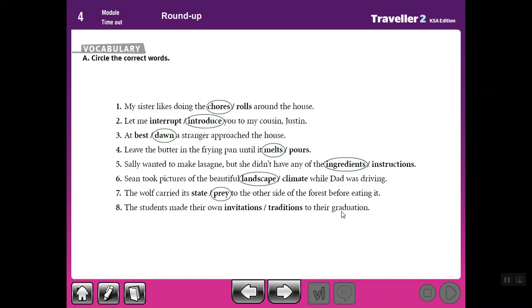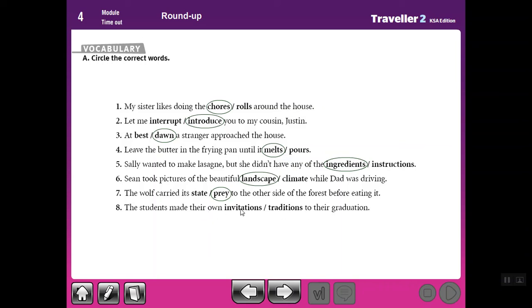Number 8. The students made their own invitations or traditions for their graduation. Graduation here means when you finish your school, when you finish your studying, you are graduated. أصبحت خريج، تخرجت. Okay. Graduation here, حفل تخرج. A party which is held for your graduation, finishing school or finishing studying. So the students made their own invitations or traditions.